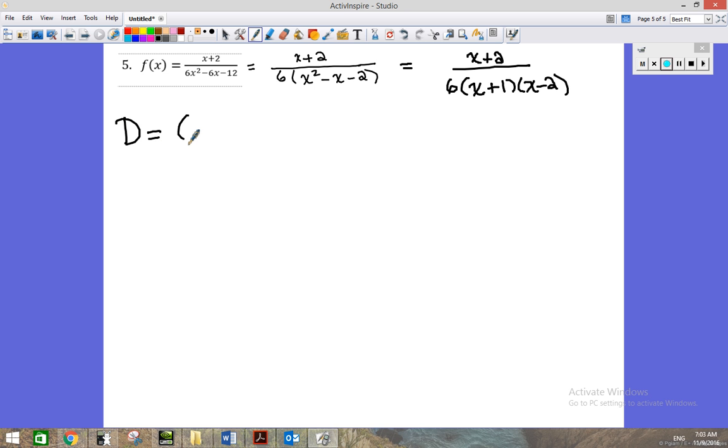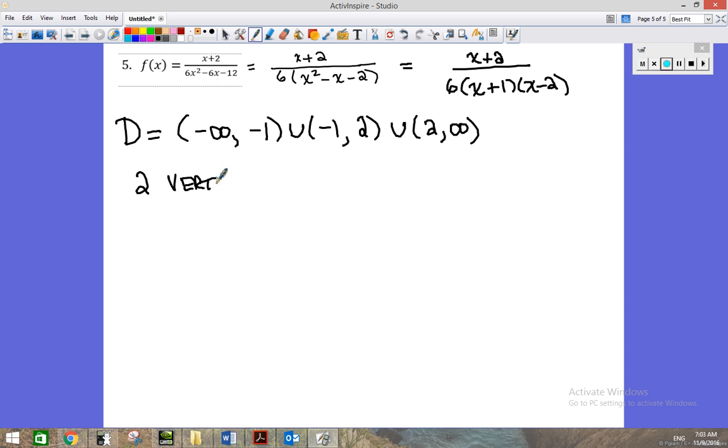My domain is the set of all real numbers, excluding these values that cause division by 0. We're going to exclude x equals negative 1, because negative 1 plus 1 would give us 0. And we're going to exclude x equals 2, because 2 minus 2 gives us 0. Neither one of these factors reduce, so both of these are producing vertical asymptotes in the graph. So our graph has two vertical asymptotes.